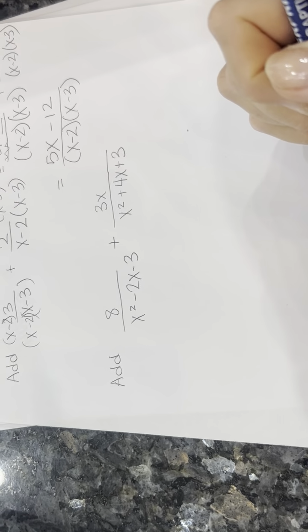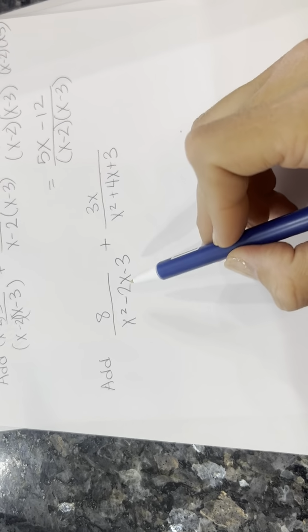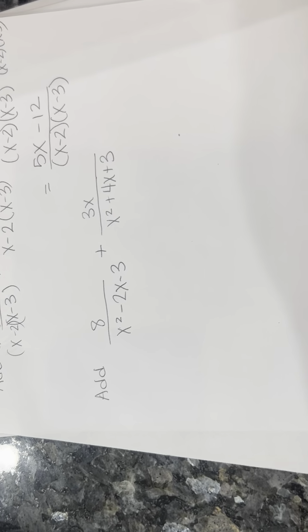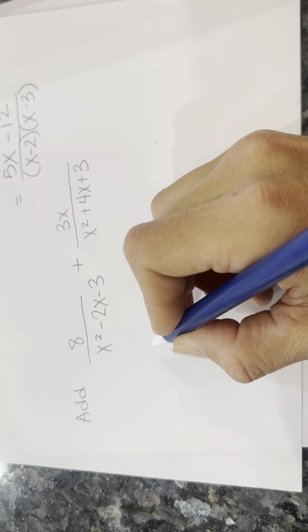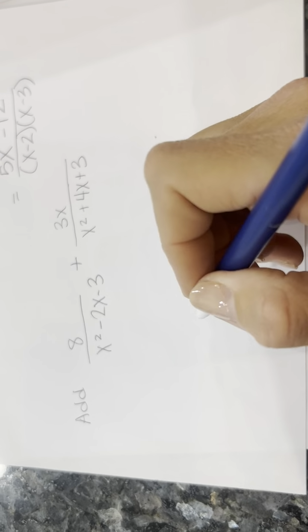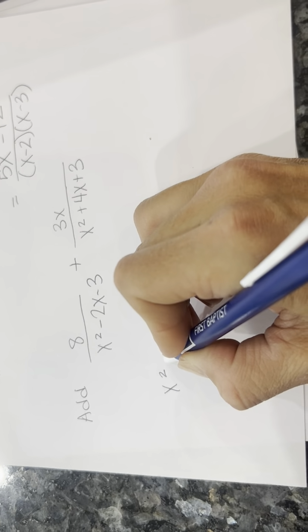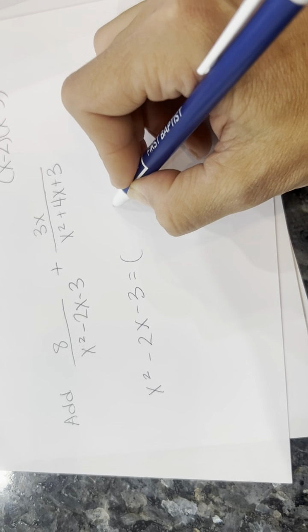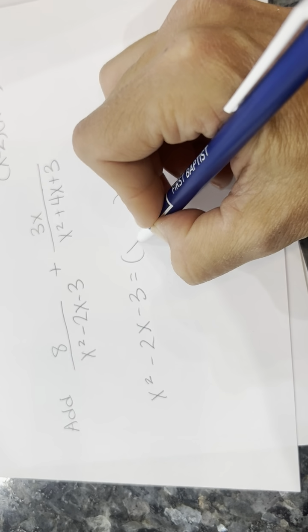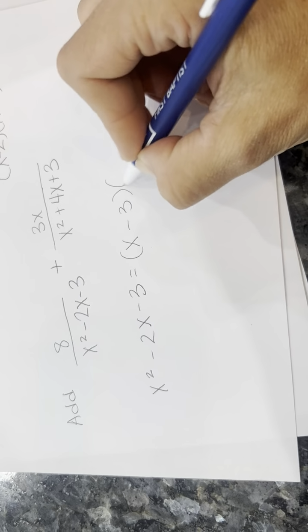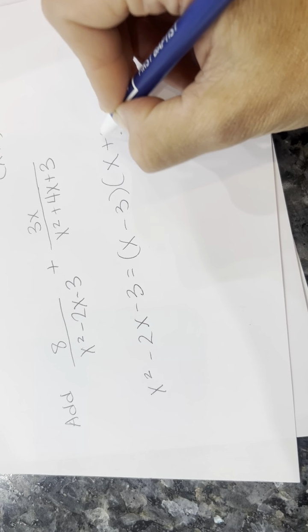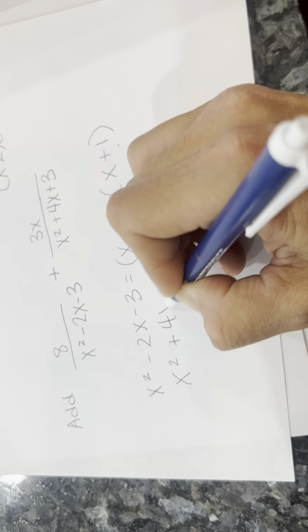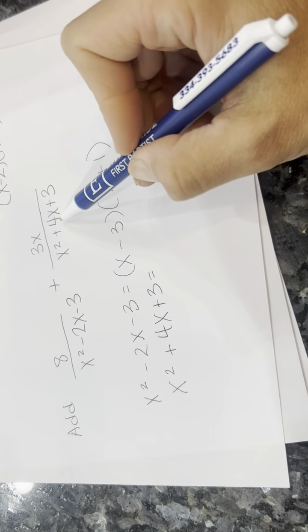Okay, let's go ahead and add these two fractions together. Well, we do not have the same denominator, so let's go ahead and factor those denominators. So here I have as my denominator x squared minus 2x minus 3. So when we factor that, we're going to have x minus 3 times x plus 1.